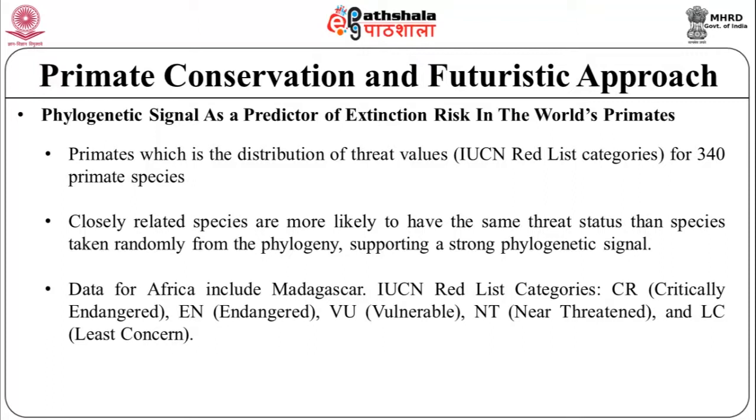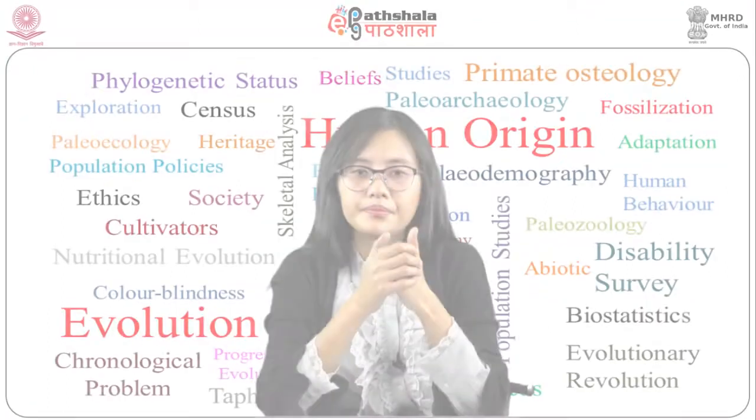Now, let us see the IUCN Red List categories. It consists of critically endangered, endangered, vulnerable, near threatened, and least concern.